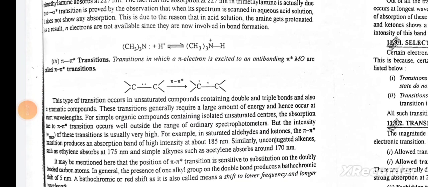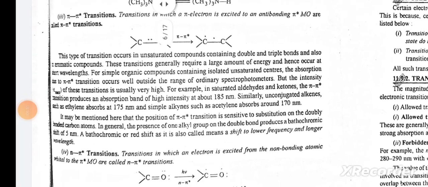Pi to pi star transitions. Transitions in which a pi electron is excited to an anti-bonding pi star MO are called pi to pi star transitions. This type of transition occurs in unsaturated compounds containing double and triple bonds and also in aromatic compounds. These transitions generally require a large amount of energy and hence occur at short wavelength.